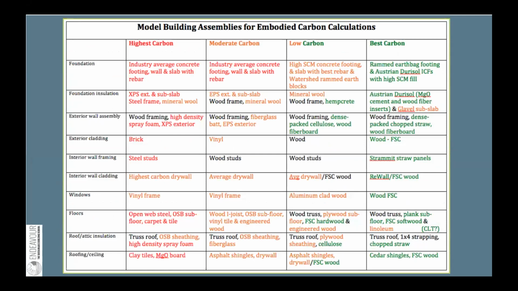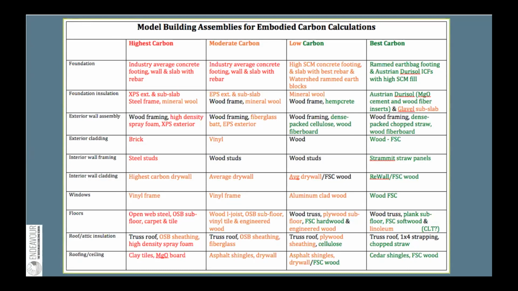So the 4 buildings that I'll focus on for this study, on the left, the highest carbon model, you can sort of see what some of the materials were in the makeup of that. So I was looking at foundation insulation, exterior wall assemblies, the cladding on the exterior, interior wall framing and cladding, windows, floors, and floor framing, roof and attic insulation, and ceiling and the actual roofing materials. So the highest carbon model, basically I picked the materials that had the highest carbon in that category.